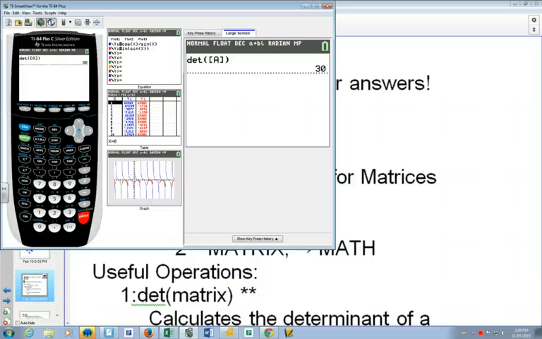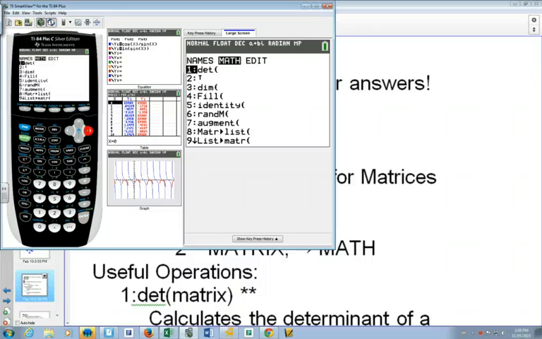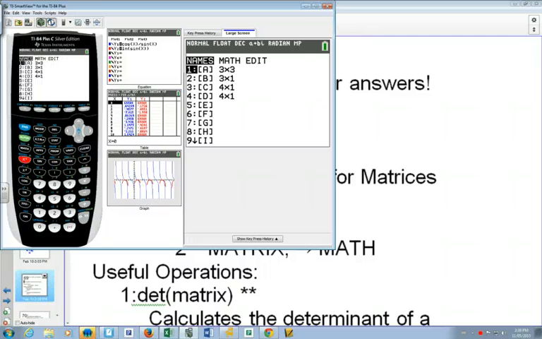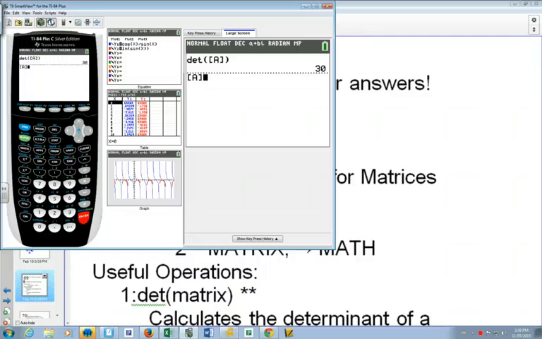Some other things that are in there, we've also got the transpose. If you wanted to do the transpose, second matrix, math, the T is the transpose. You have to put your matrix in first, right? Remember the transpose, just switch the rows and columns. It's not hard to do, but there it's done for you. Notice that our first row of 3, 0, 3 is now our first column of 3, 0, 3.